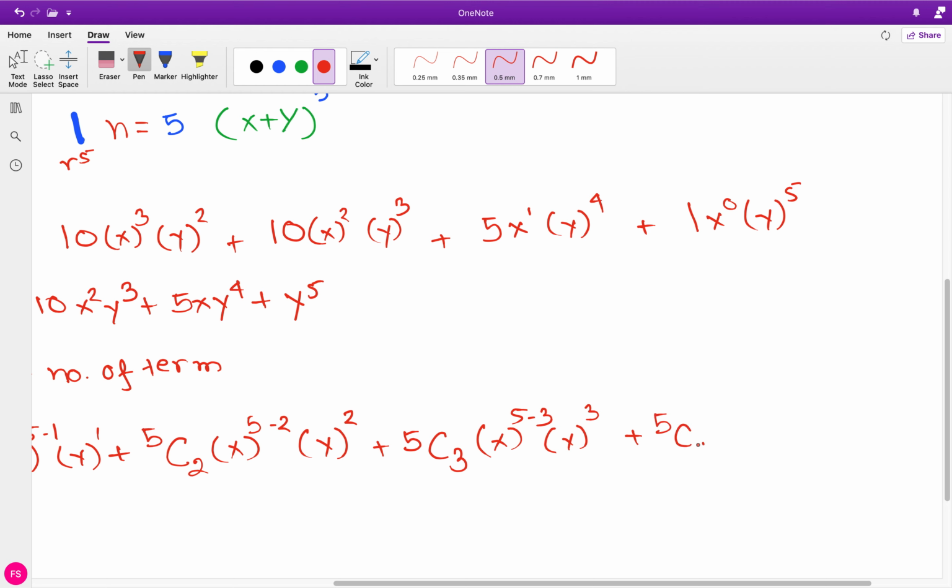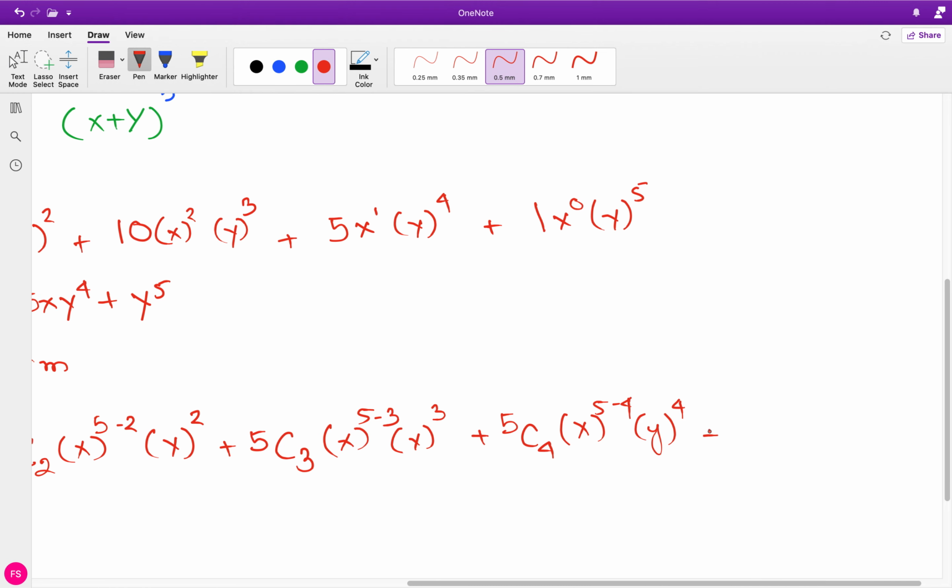Then 5C4 x to the power of 5 minus 4, and then y to the power of 4. Now the last term, it's 5C5 x to the power of 5 minus 5, and then y to the power of 5.